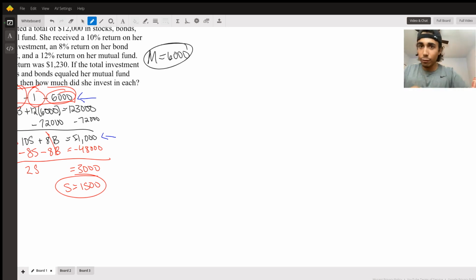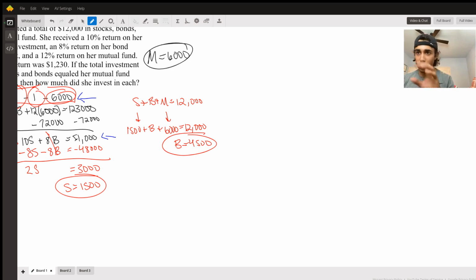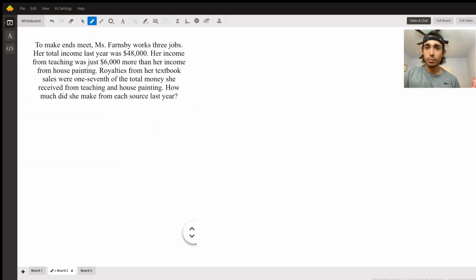Remember that very first equation we had? It got erased, but s plus b plus m equals 12,000. So let's plug this in and find b. s, 1,500, plus b plus m, 6,000, equals 12,000. Subtract 1,500 and subtract 6,000 on both sides, and you will get b equals 4,500. So those are our dollar amounts: 1,500 in stocks, 4,500 in bonds, 6,000 in mutual funds.